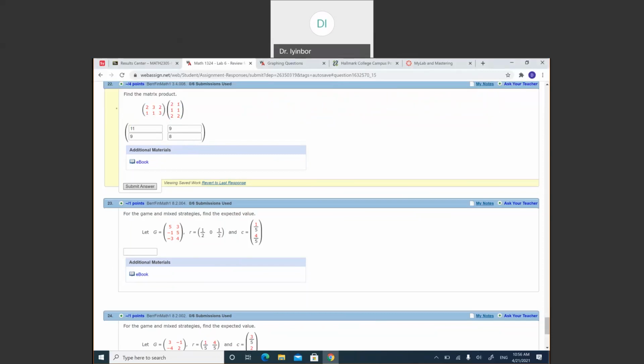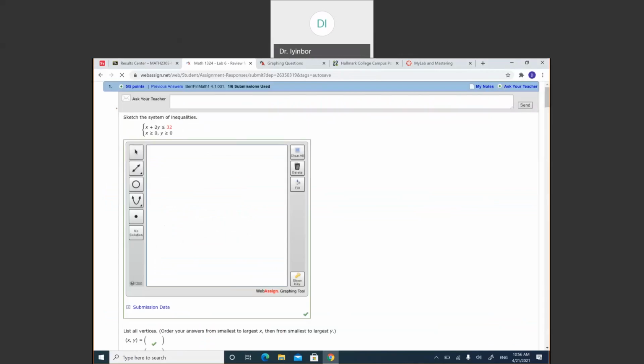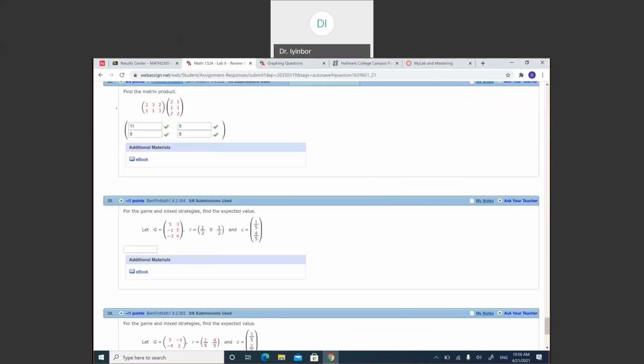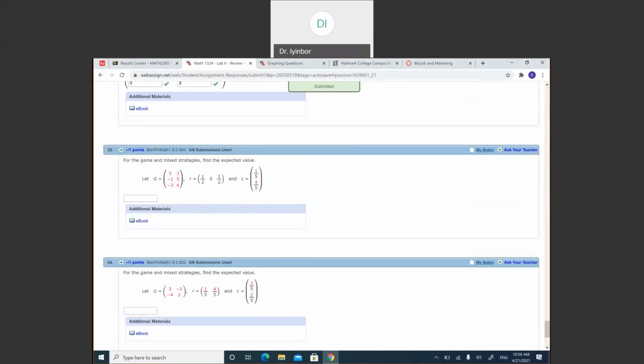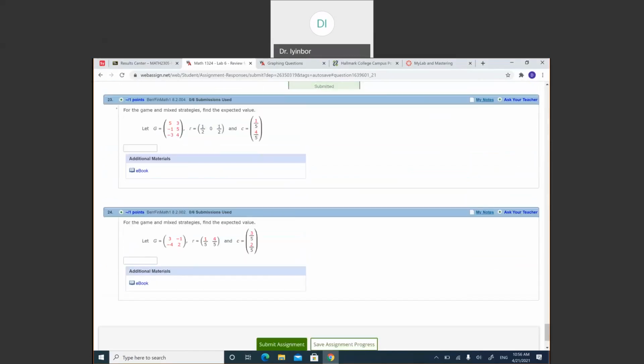You're going to multiply matrices in the last 3 questions. So I'm going to show you 1 or 2 of those. Actually, there are only 2 questions. So I'm going to do 1 of those, and you do them the same way. So this is how you do number 23.